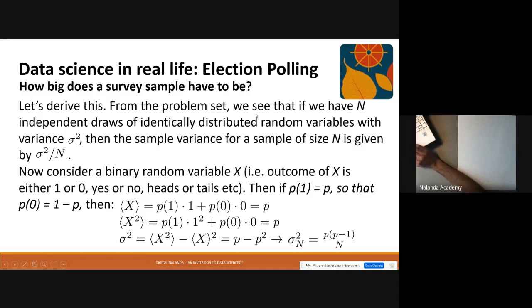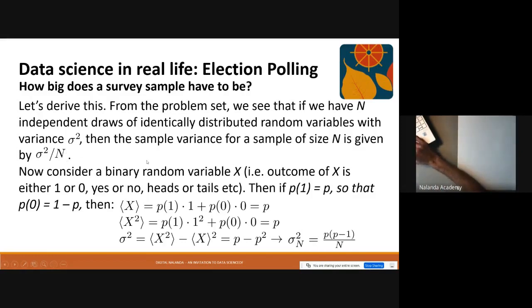But if you happen to do the problem set, it's very straightforward to see that imagine you have some random event, and that random event comes from some underlying probability distribution function. Every time you repeat the trial, or repeat a draw, you're sampling from the same underlying random distribution. In statistics, this is known as independent, identically distributed random variables. And if the underlying variance is, let's say, sigma squared, then the sample variance for a sample of size n is given by sigma squared divided by n.